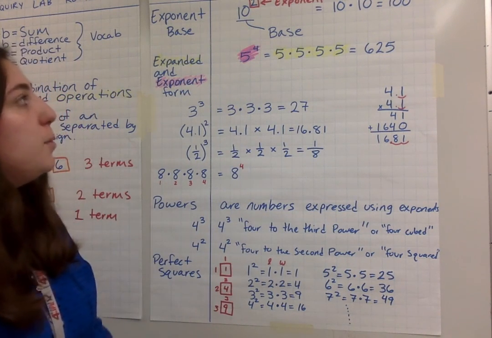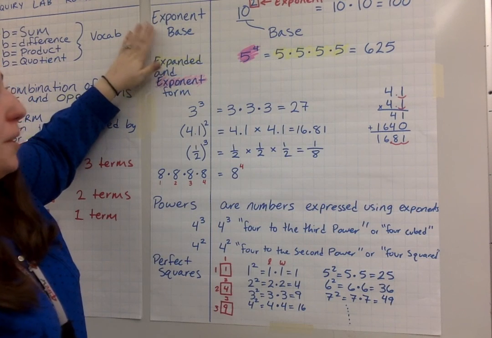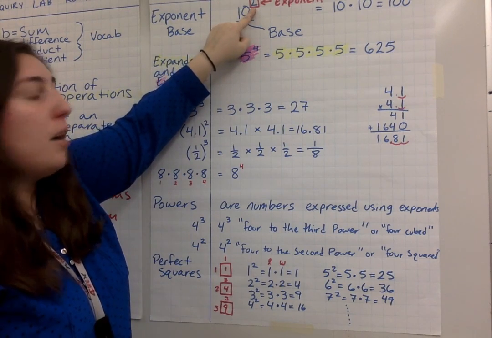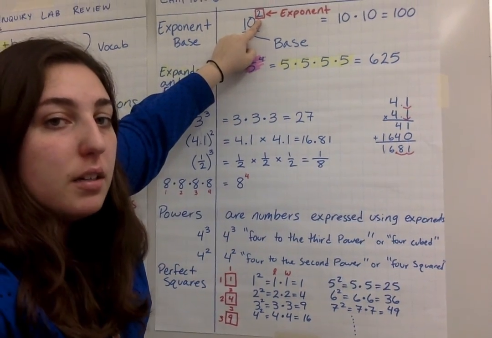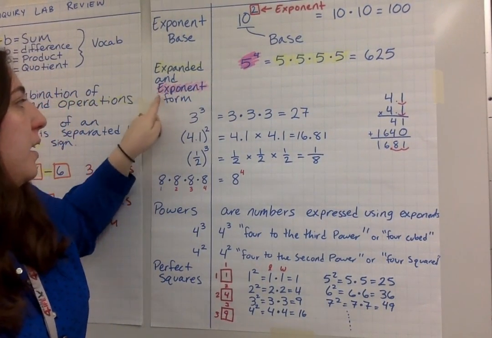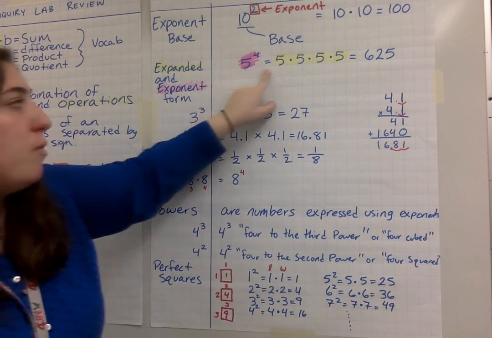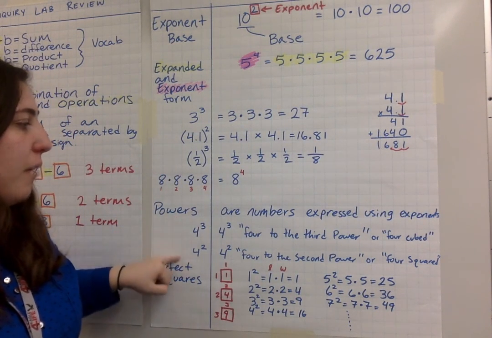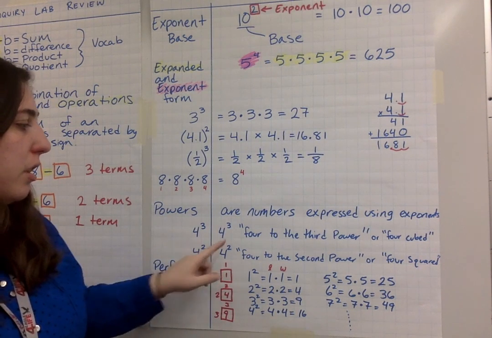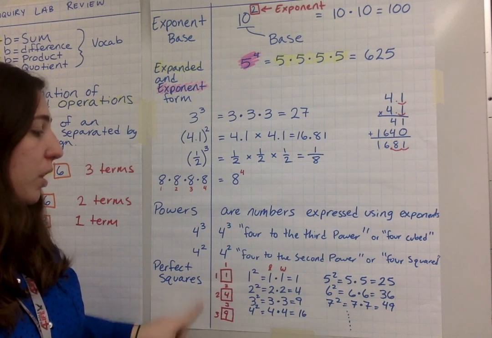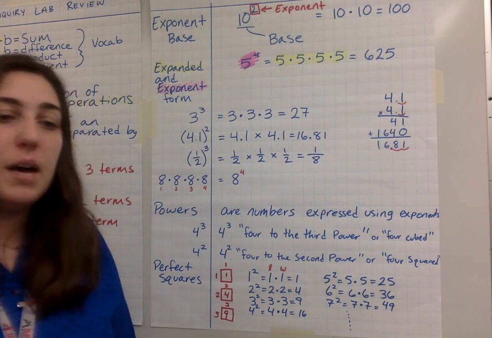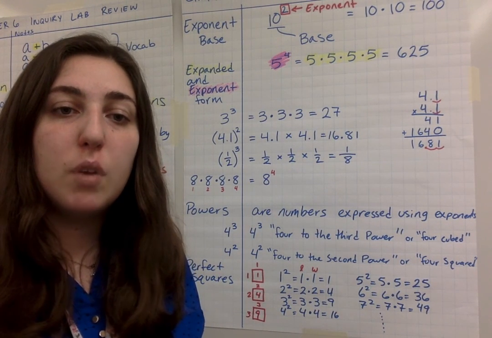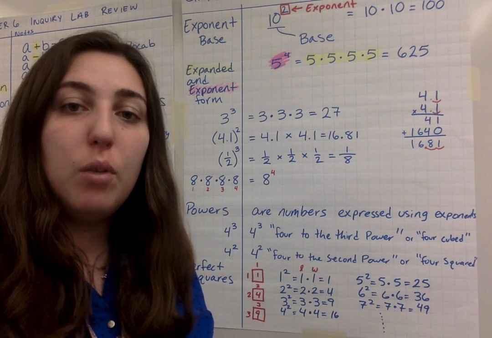Okay, so just to review, we learned what an exponent is, what a base is. This number 10 would be our base, and this number raised up here would be our exponent. And then we have expanded and exponent form. This is exponent form, expanded form. Some examples here. And then we understand what a power is, okay, 4 to the third power, or 4 cubed. And then we learned some perfect squares. You will have a little bit of practice in your workbooks if you have time. If not, we'll leave it for another day.